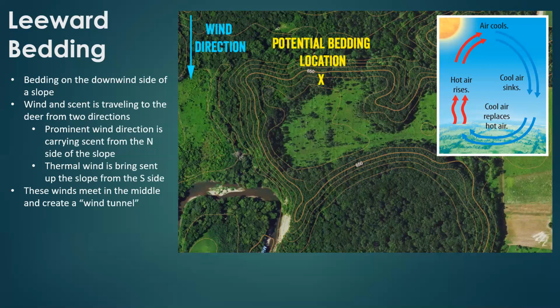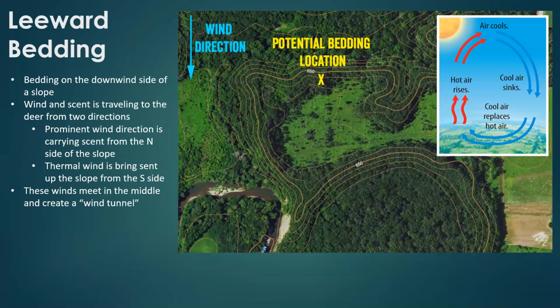So leeward bedding is essentially the downwind side of a slope. So the leeward side, there's going to be no wind hitting that slope. And so in this specific example, you can see the wind is coming out of the north. The potential bedding location is on the southern portion of that slope. So that's considered the leeward side.